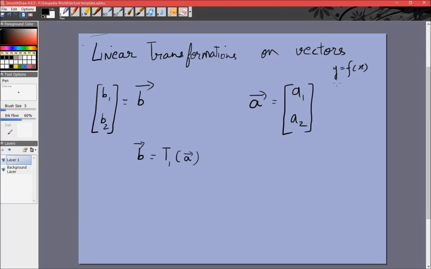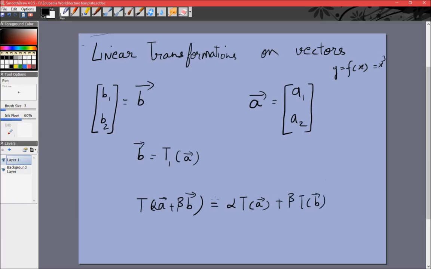For every number x, we get a new number y. If it's, let's say, x cube, for every number x, we get a new number y, which is the cube of x. So for every vector A, we get a vector B, and a linear transformation is a transformation which obeys this rule: T times (alpha A plus beta B), where alpha and beta are scalars or numbers, is equal to alpha times T of A plus beta times T of B.